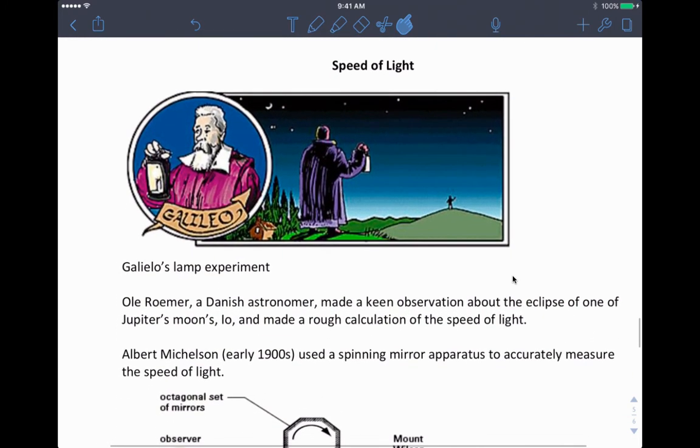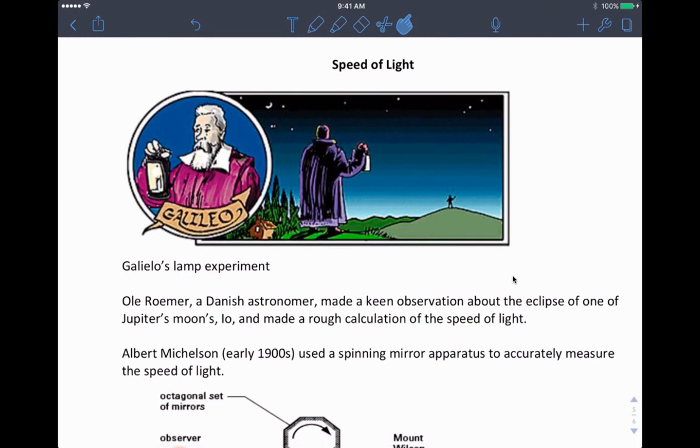So in your notes here, it shows a picture of Galileo. Galileo actually tried to determine the speed of light by taking a lantern that had a candle inside it, and he asked his assistant to go way far away from him on a mountainside with a lamp that also had a candle in it, and they had a cloth or something that they covered their lamps with. Galileo told his assistant, I'm going to uncover my lamp, and as soon as you see light from my lamp, you uncover yours.